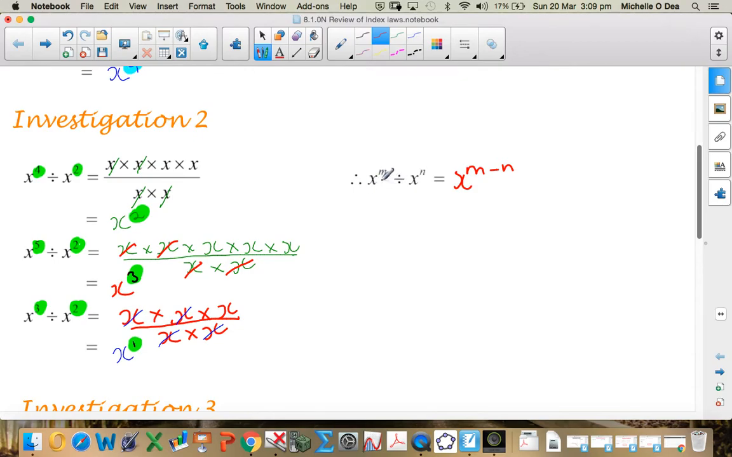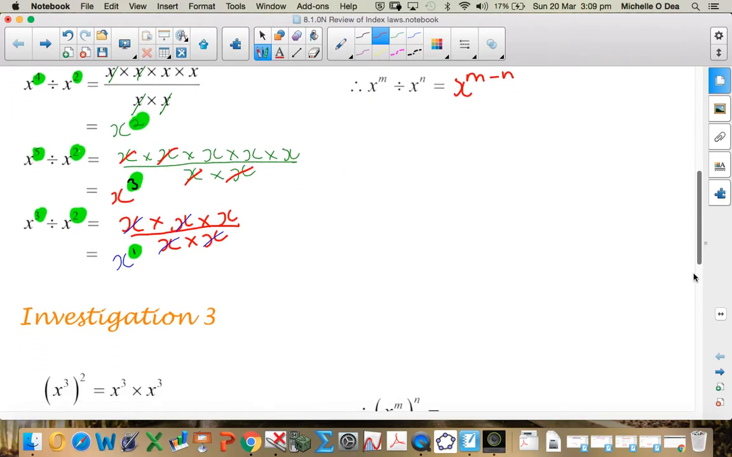Now what's really important here is this rule only works when the bases are the same. So they're both x, or they're both the number 2, or whatever it might be. This only works in that case. And then if they are the same, you can literally just subtract those two numbers, whatever they might be. Good, that's the second one.